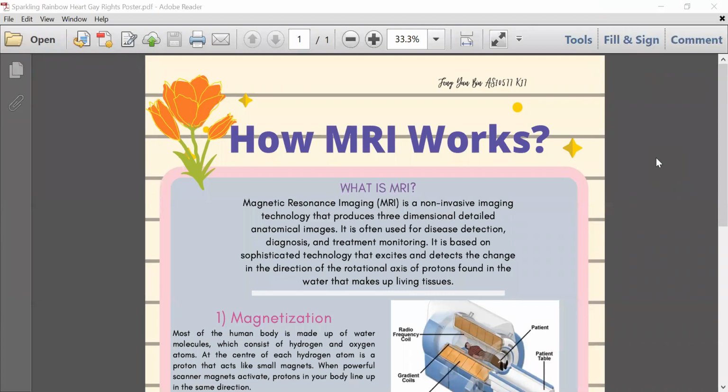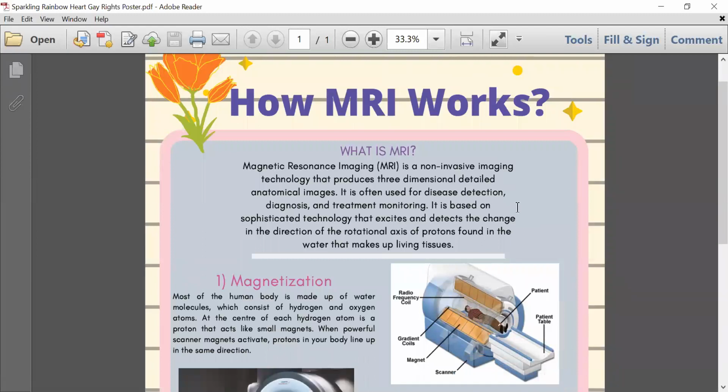So, okay, first of all, what is MRI? As you can see here, MRI is magnetic resonance imaging, a non-invasive imaging technology that produces three-dimensional detailed anatomical images. What is meant by non-invasive imaging is that it is not like an endoscope or other kinds of imaging where you need to insert cameras or lenses into your body. You can get the imaging from outside your body and you can get a three-dimensional detailed anatomical image.